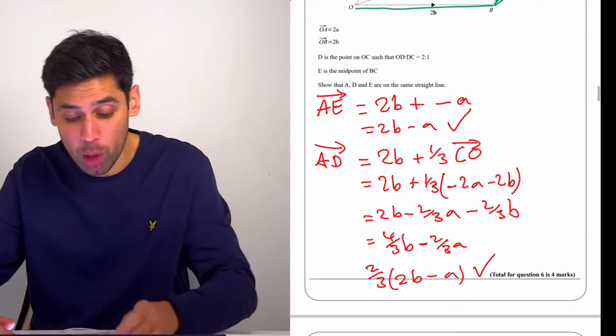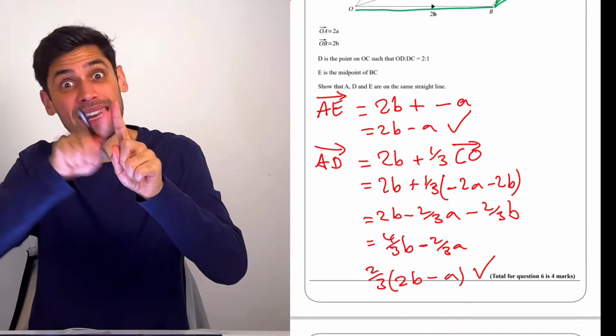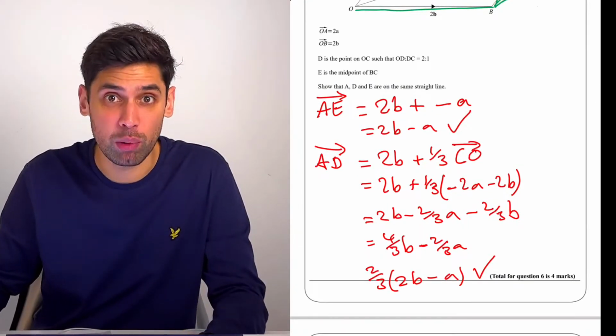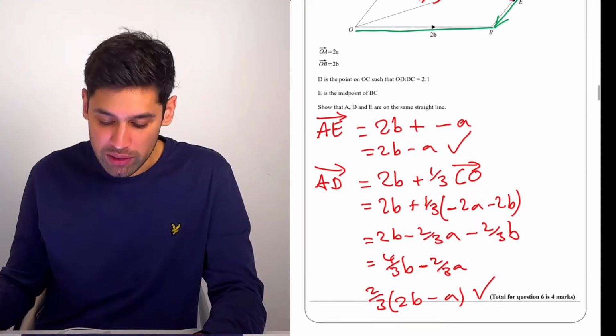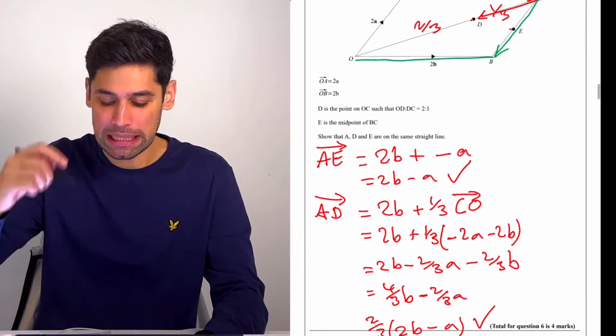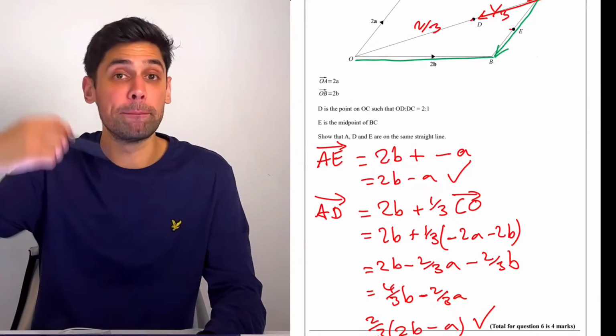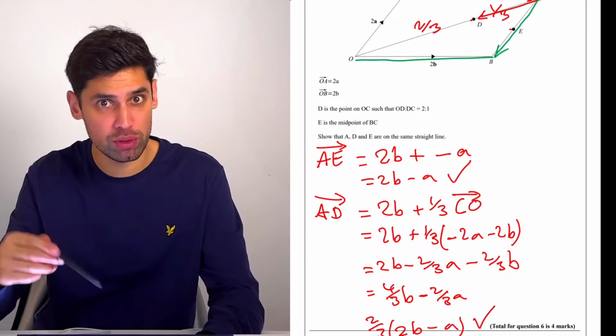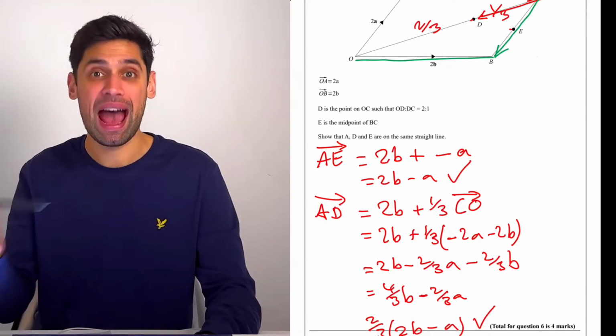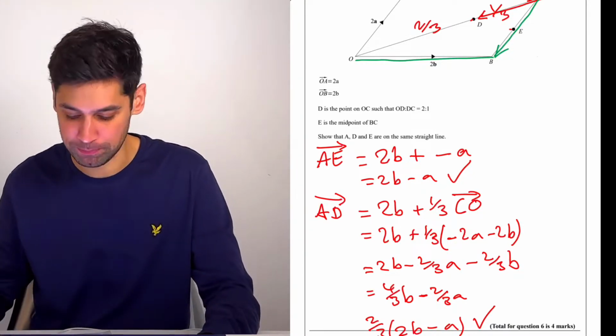And simply because they both go through point A, AE and AD, they go through the same point. So once again, to sum up, how do we answer this question? A, D, and E are on the same straight line because AE and AD are multiples of the vector 2B minus A, and both go through point A.